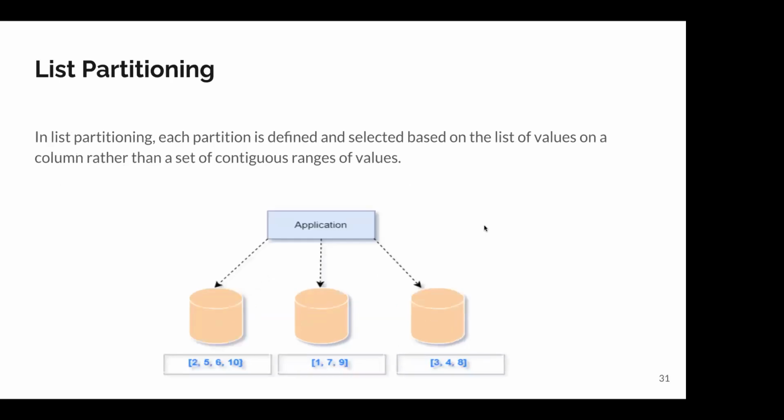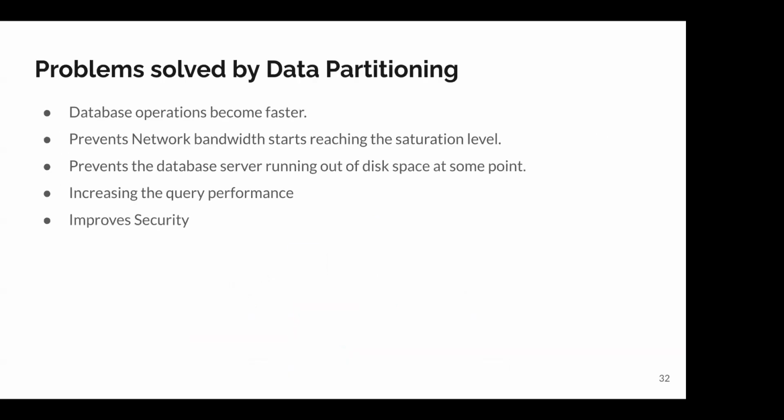Okay, now let's move on to the last slide of the first part, which is the problems solved by data partitioning. The database operations become faster. Yes, obviously, because we are splitting the data into different databases. The database operations are going to become much faster, and it prevents the network bandwidth from reaching the saturation level. When you have a huge volume of data, in order to import and export or whatever you do with that database, you would require a lot of network bandwidth, so it might even reach the saturation level. That problem is solved by data partitioning.